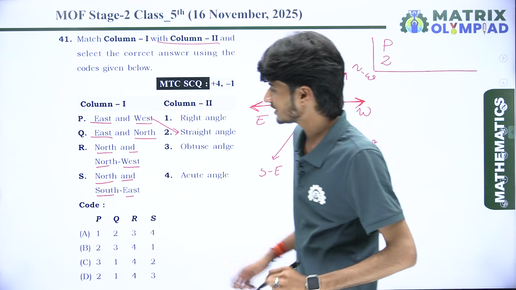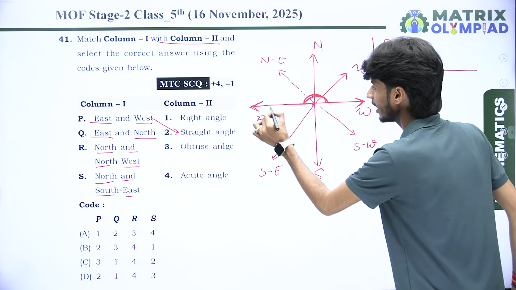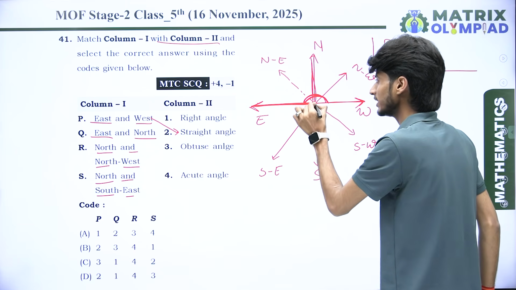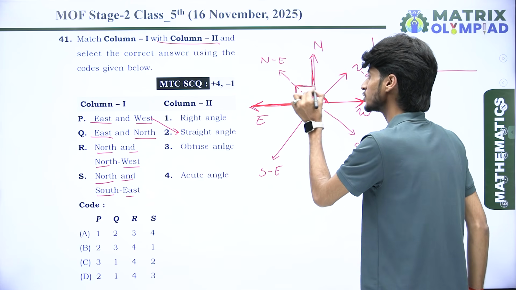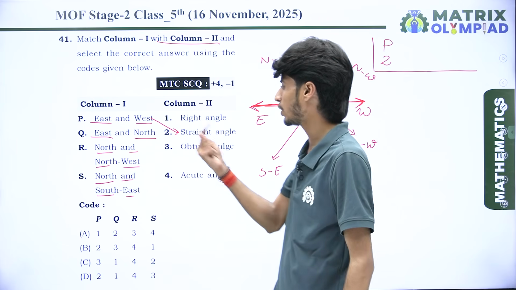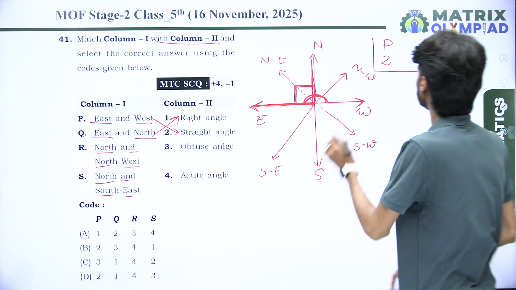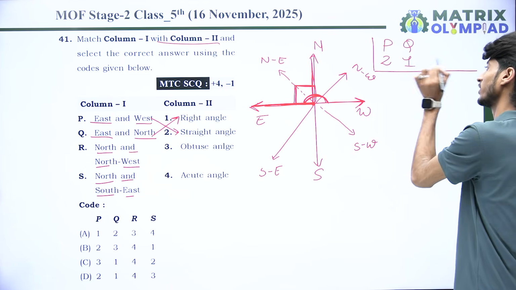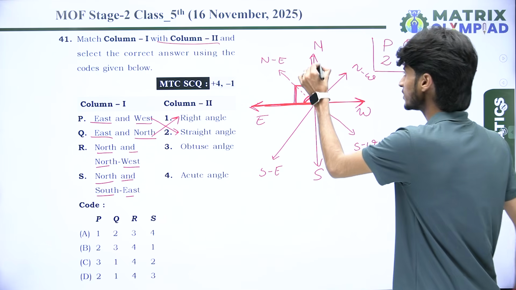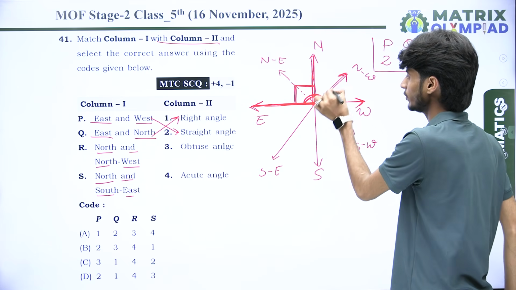Okay. The next is east and north. Look, east and north. As you see, there is one right angle which you observe. That means the angle between east and north is equal to a right angle. Got it? So that means Q matches with 1. Okay, fine. North and northwest. This is north and this is northwest. You can observe here.